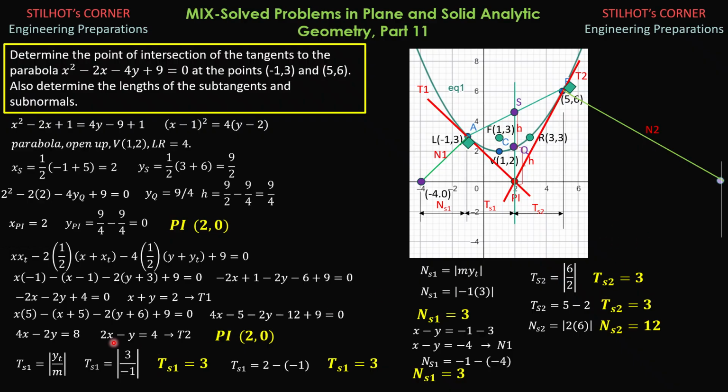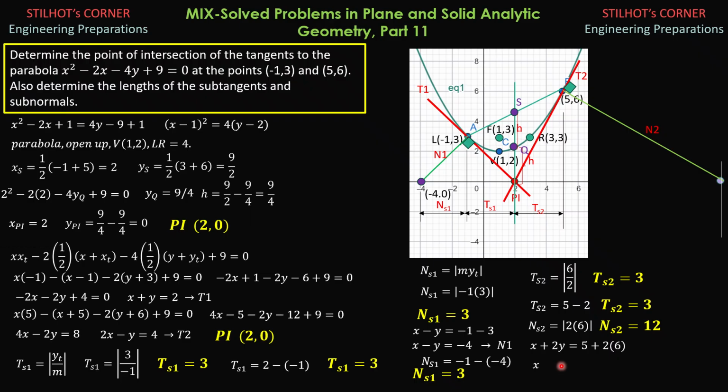This is the equation of tangent with slope negative 2. The slope of the normal 2 is negative 1 half. And if the slope is negative 1 half, the equation is represented by x plus 2y equals xt, which is 5, plus 2 times yt, which is 6. So x plus 2y equals 17.